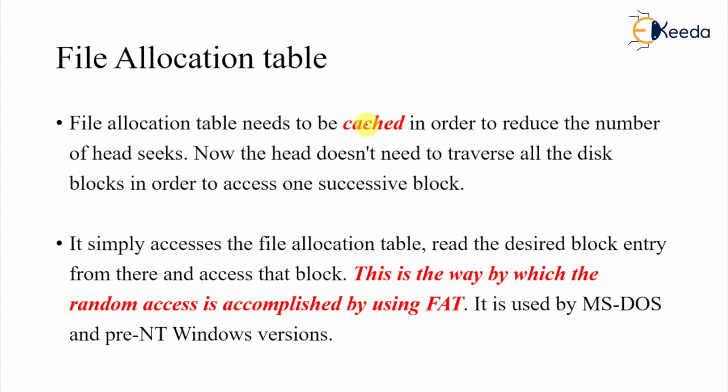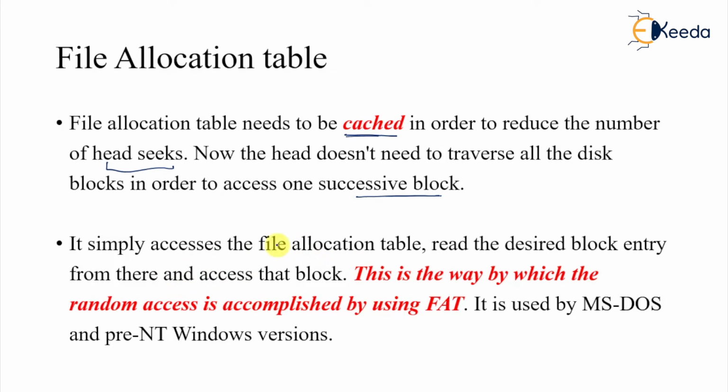This table has to be cached. In order to reduce the number of head seeks, you have to first cache this table, and caching means you have to put it into a buffer somewhere that you can directly access. Now the head doesn't need to traverse all the disk blocks in order to access successive blocks.